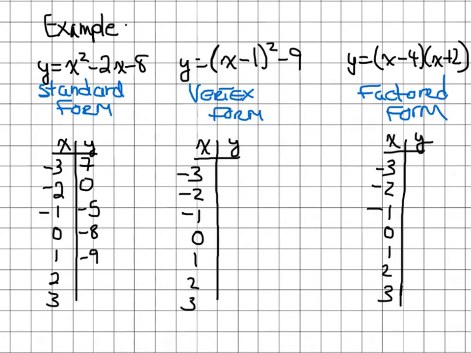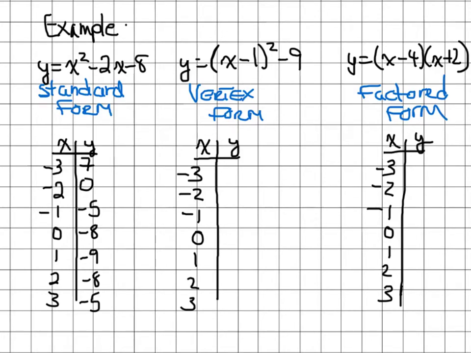Then we'll have 4. 4 minus 4 is 0, 0 minus 8 is minus 8. And then finally, when x is 3, we have 9. 9 minus 6 is 3. 3 minus 8 is minus 5.